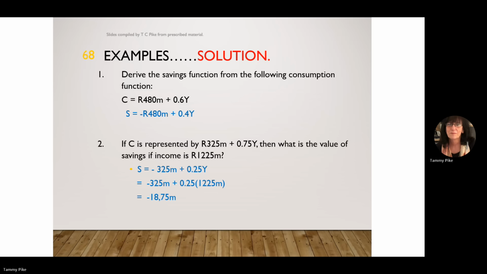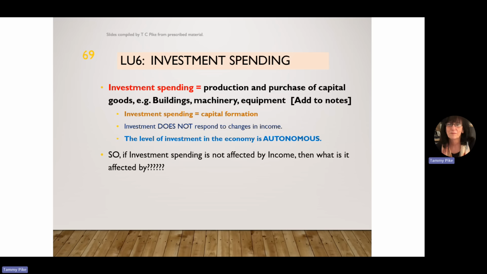All right. And then if C is represented by, now we give you a new consumption function, and then we ask you to go and calculate the level of savings. And you'll notice with this calculation, our savings are still negative. We haven't yet paid back that 325 million in full. We're still busy paying it back at some point, though, at some level of income. So as this number gets bigger, we are likely then eventually to get to positive savings. All righty. Consumption and savings, done.